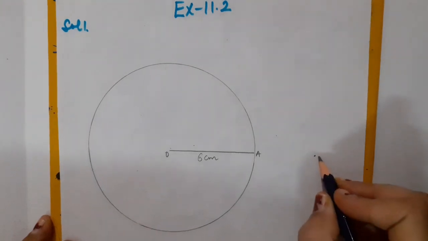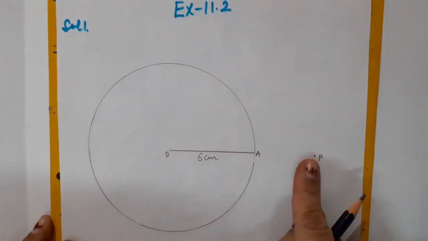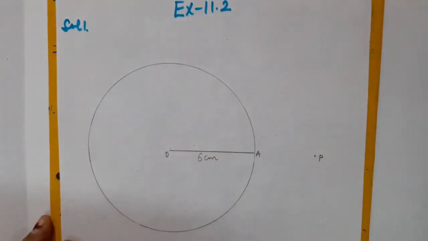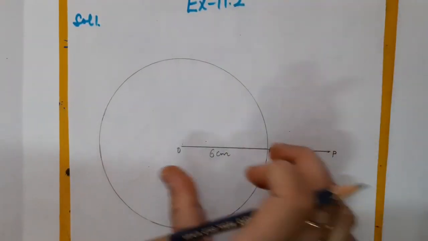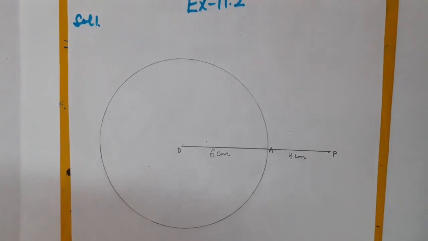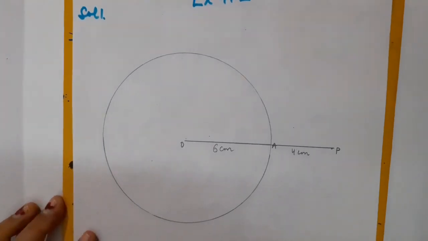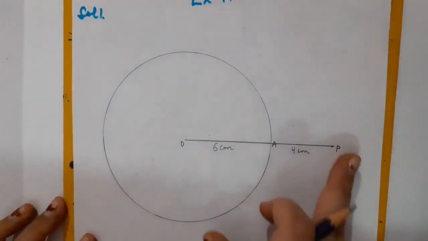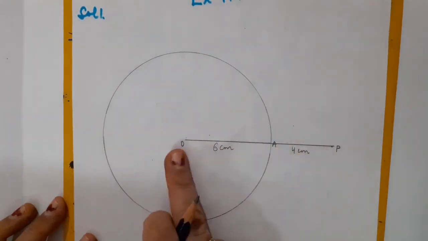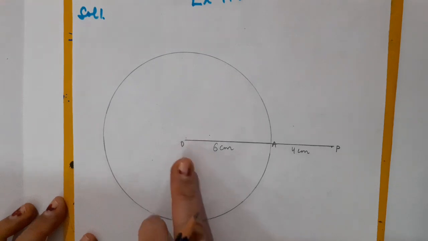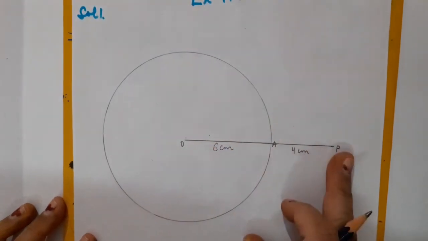So let this point be P, and I am going to join this point P with the center point. Now children, you can see that the rest part is 4 cm and the complete is 10 cm. Children, always remember, whenever you have been asked to draw two tangents from an external point, then that external point must be joined with the center point. After that, we are just going to draw the bisector of this line OP.